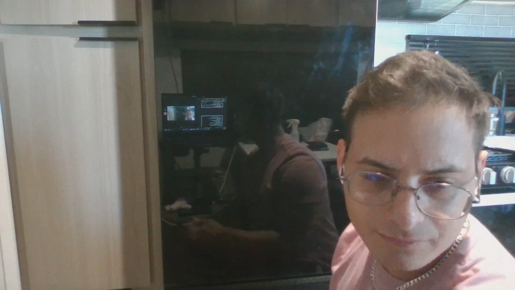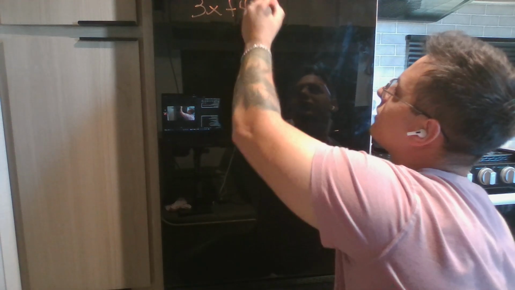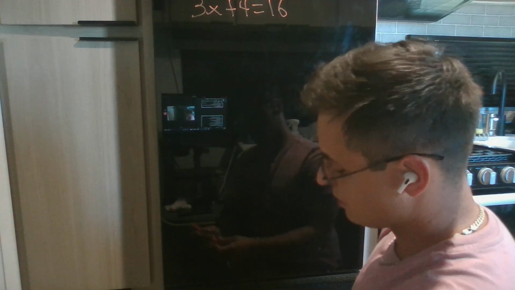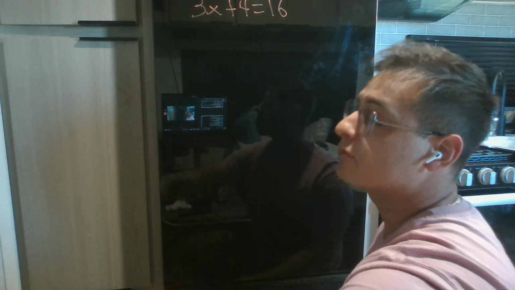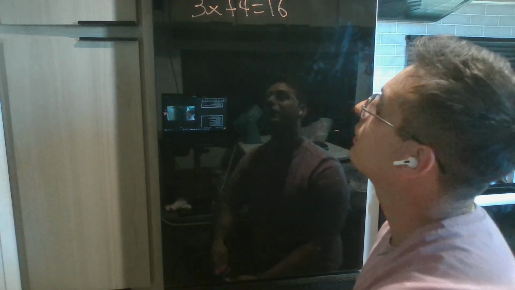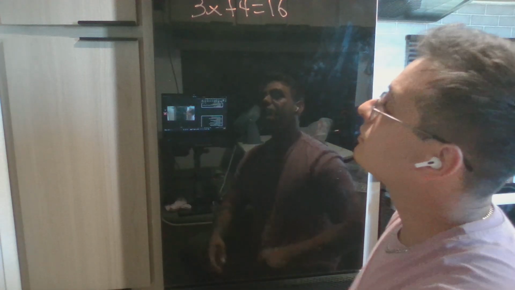Let's work on another one. See what we've got going on here. All right, so now we'll try 3x plus 4 equals 16. Right now our x is lost, and we have to retrace our steps, or retrace our order of operations in order to find out what our x is. So PEMDAS backwards. What do we need to do first?